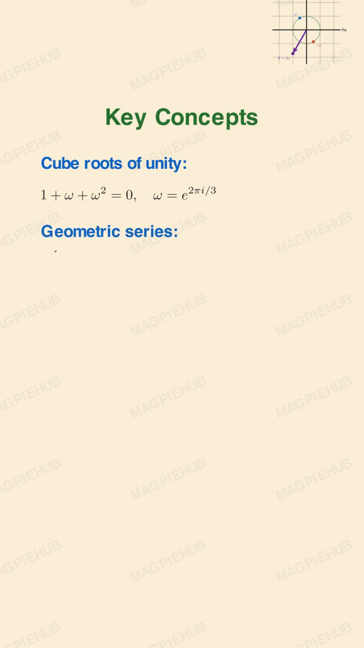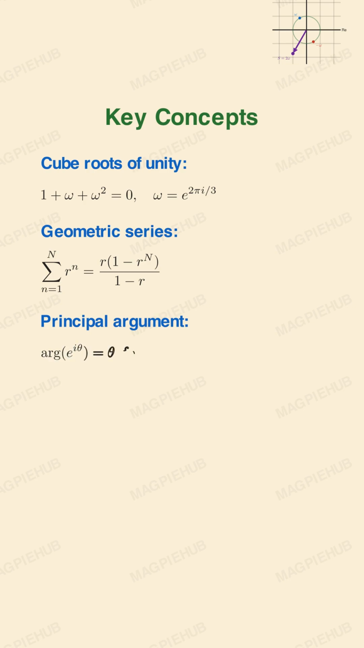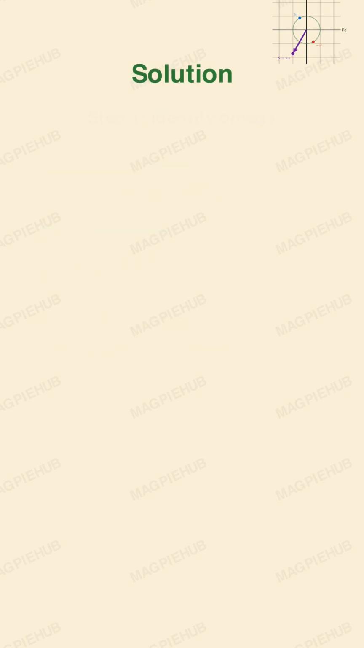Before solving, let us recall the key concepts. First, the cube roots of unity satisfy 1 plus omega plus omega squared equals 0, and omega equals e to the 2 pi i over 3. Second, the geometric series formula: the sum from n equals 1 to N of r to the n equals r times 1 minus r to the N divided by 1 minus r. Third, the principal argument of e to the i theta is simply theta, provided theta lies in the range minus pi to pi.